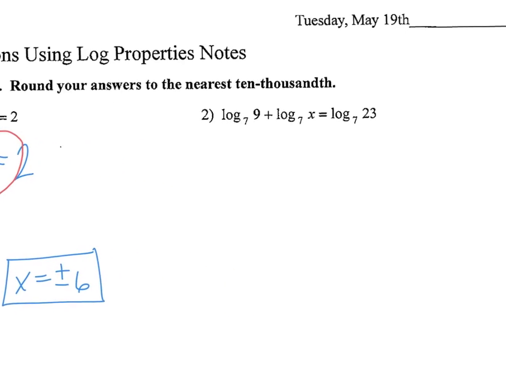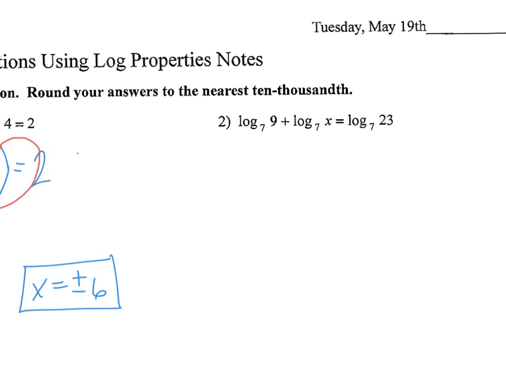On the second one, we're going to use log properties again, and I know that because I have a logarithm plus another logarithm. And to add two logarithms means I put what's inside together with multiplication. With multiplication, then, that turns into the log base 7 of 9 times x, or 9x, is equal to the log base 7 of 23.